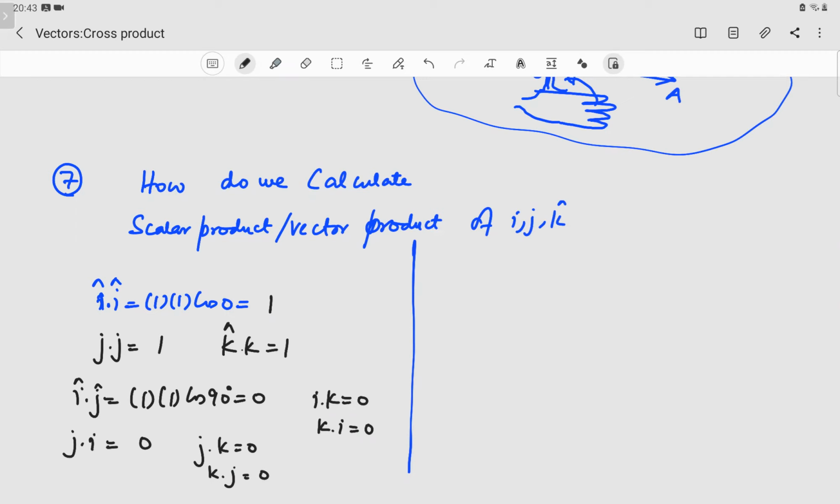In case of cross product, I'm not going to explain. You will have to use right hand grip rule. You know what will give you i cross j. You know the magnitude of i is 1, the magnitude of j is 1, and sine 90 is 1. And then this n vector is what? n is the unit vector perpendicular to the plane containing i and j.